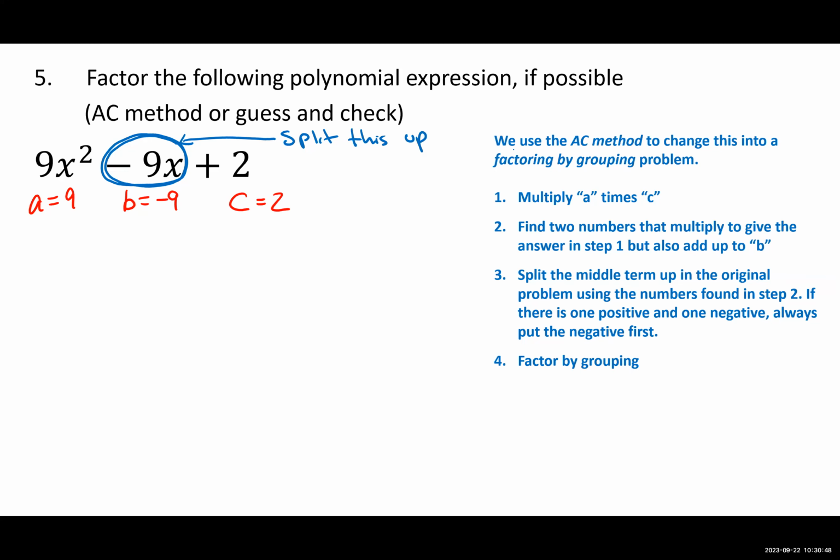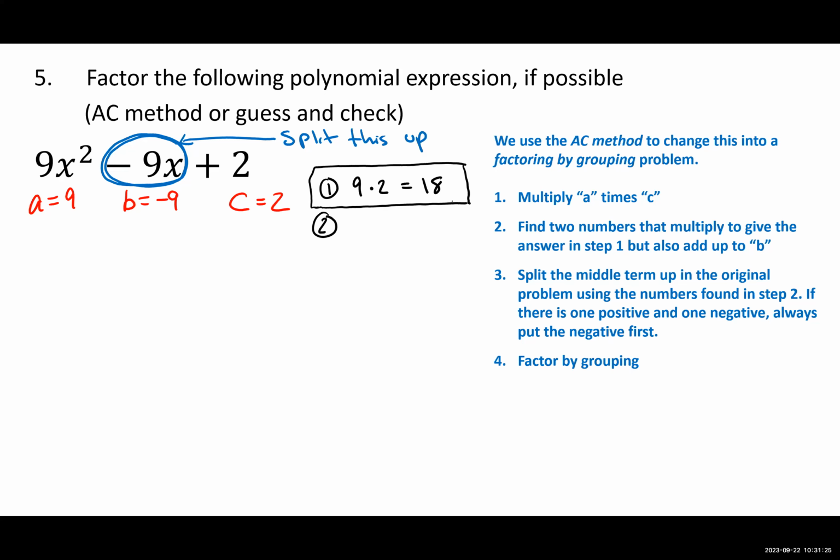So it's called the AC method because the first thing you do is multiply the A by the C. So 9 times 2 equals 18. All right, so that's step 1. Multiply A times C. Sort of box these off. Okay, step 2.